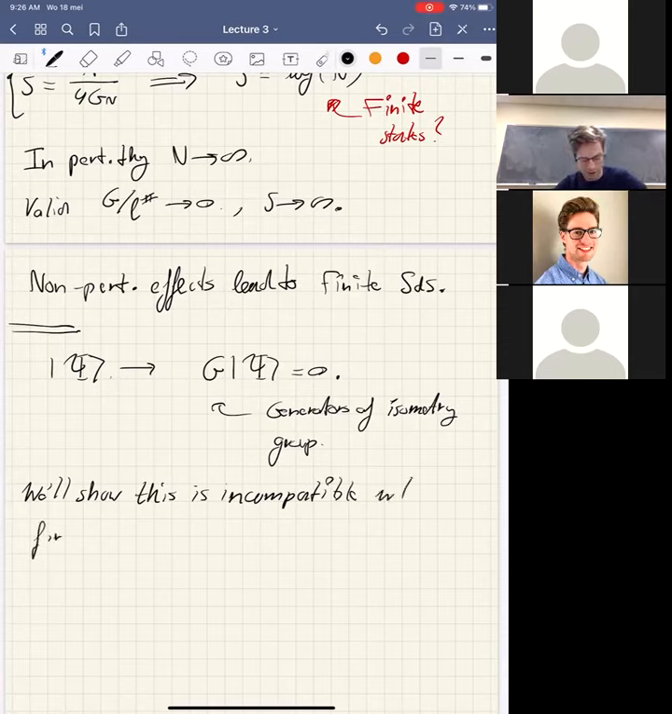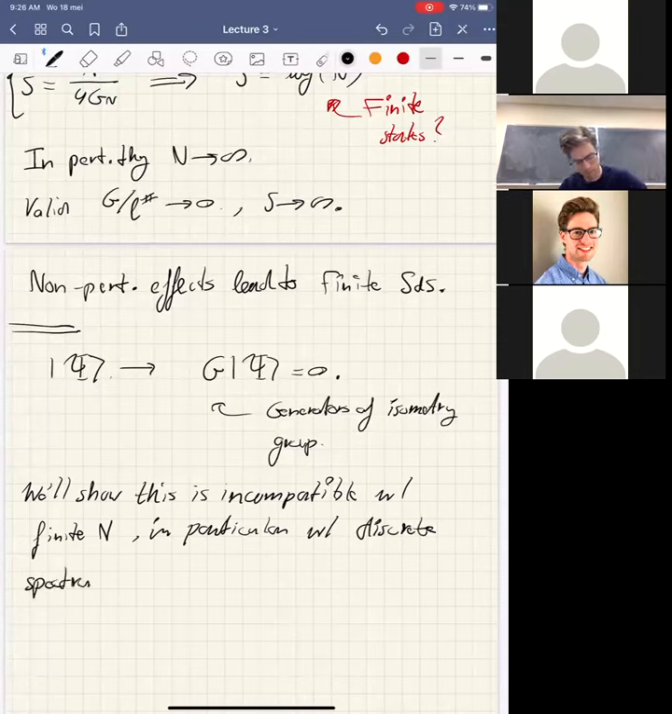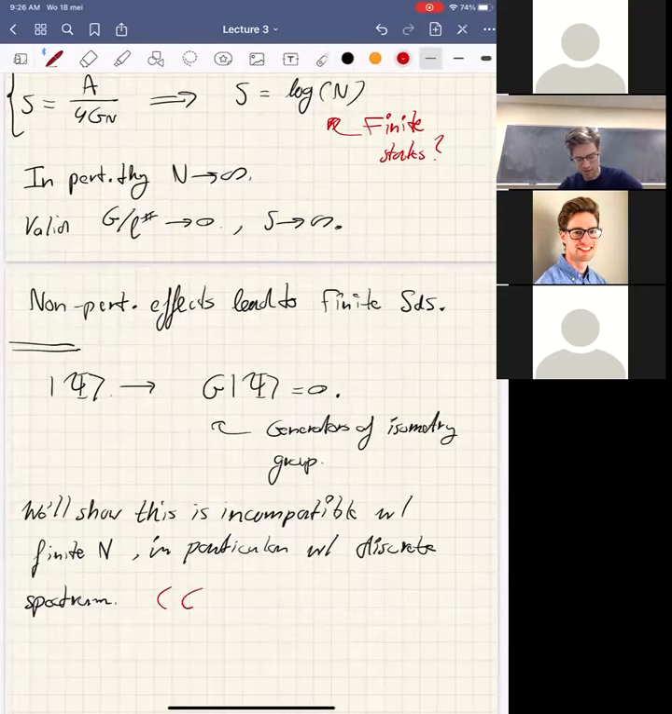Incompatible with a finite number of states, and in particular with a discrete spectrum. So the argument was given in a very nice paper from a while back. We go here, Kleban and Susskind, in 2003.